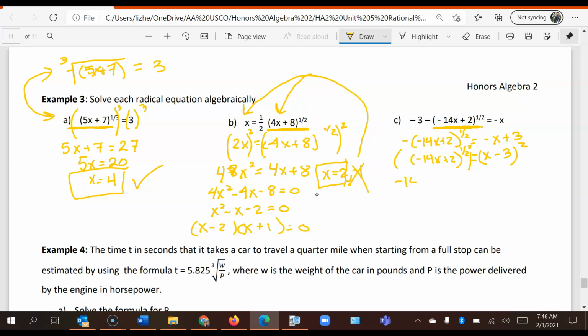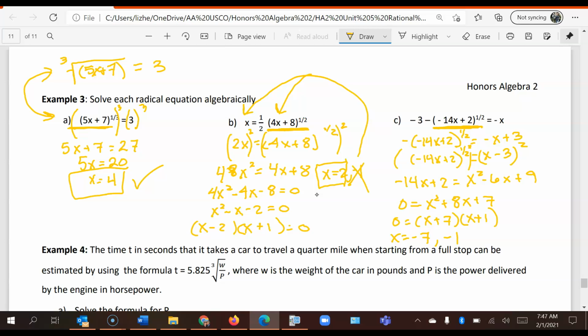So that means I have negative 14x plus 2 equals, again, you have to FOIL that. So you have x squared minus 6x plus 9. Again, you have a quadratic. So 0 equals x squared. Negative 6x plus 14 is positive 8x. 9 minus 2 is 7. Factoring, we have 0 equals x plus 7, x plus 1. So therefore, x equals negative 7 and negative 1.